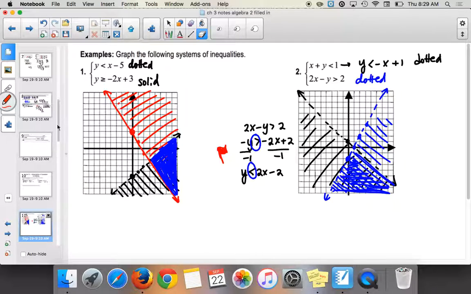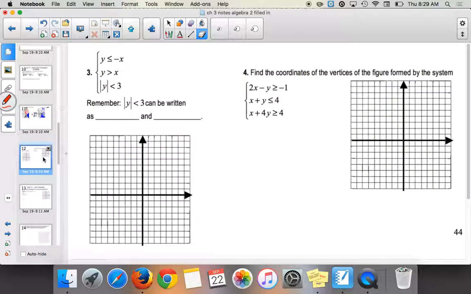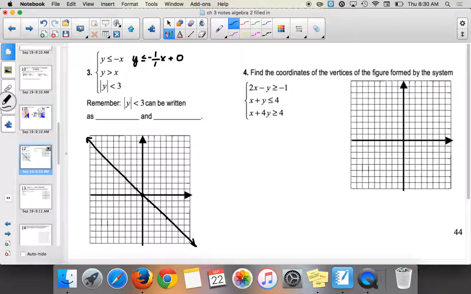All right, next up. Okay, this one's a little bit harder, right? So the first one I have y is less than or equal to negative x. Okay, so that's in the form y equals mx plus b. It just doesn't look like it. It's y is less than or equal to negative 1 over 1x plus 0, right? That shows us our slope and our y-intercept. So we start at 0, and then our slope is negative 1, so down 1, right 1, down 1, right 1, down 1, right 1, and so on. Or you could go up 1, left 1, up 1, left 1, up 1, left 1. And it's a solid line. And we have everything below it.